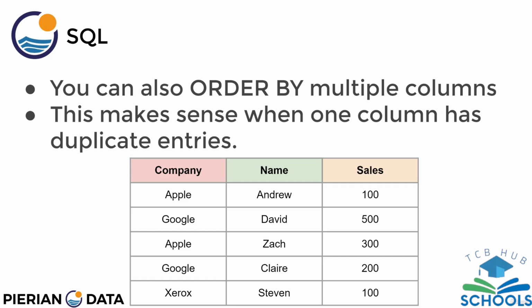Now what's also interesting is you can use order by on multiple columns. So this makes sense when one column has duplicate entries. Let's take a look at this example table. We have 3 columns here: company, name, and the sales for that individual at that company. Notice here that we have duplicate entries under company.